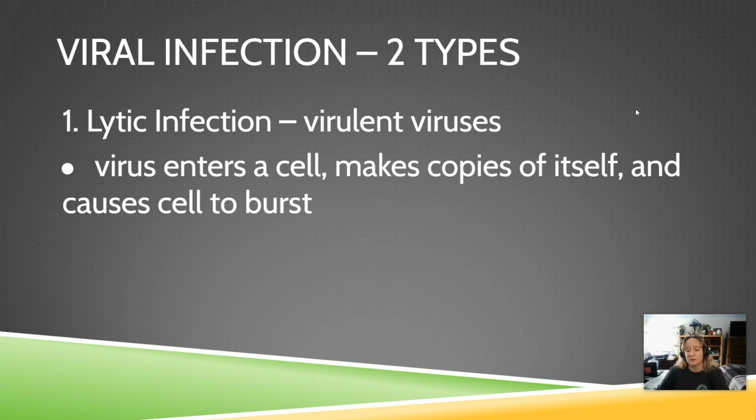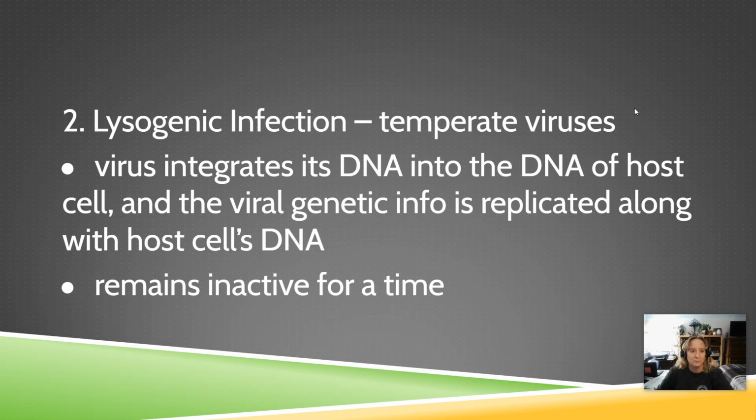There are 2 types of viral infection. They're either lytic infection, which are called virulent viruses. This is where the virus enters the cell, makes copies of itself, and causes the cell to burst. So this is something that you'd get and you'd feel sick within a week or 2 weeks. This is the common virus that we come into contact with.